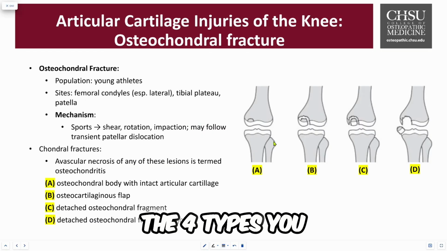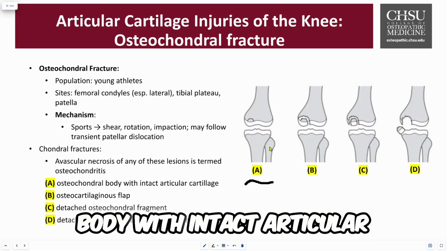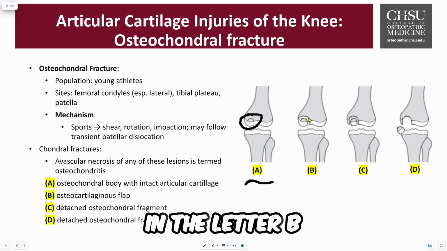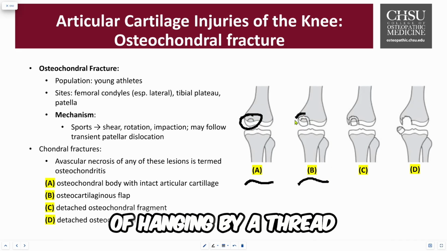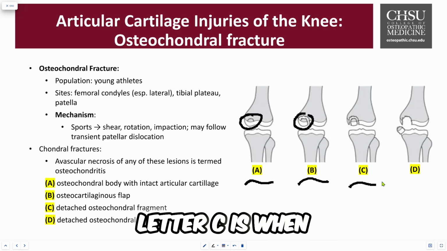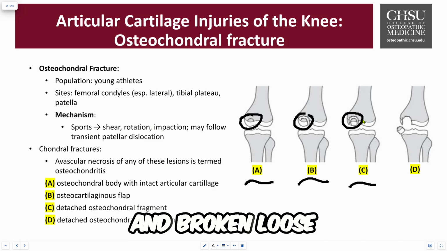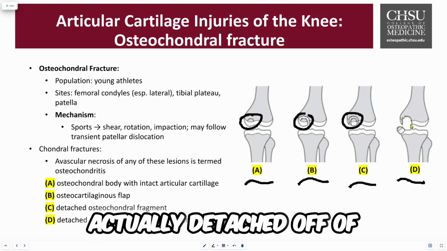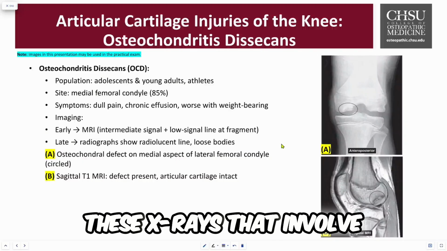The four types you have: letter A is called the osteochondral body with intact articular cartilage, so it's still bound. In letter B over here, you can see the osteocartilaginous flap that's kind of hanging by a thread. Letter C is when the osteochondral fragment has broken off and broken loose, and then the last one is when it's actually detached off of the bone. Now let's take a look at some of these x-rays that involve these damages.